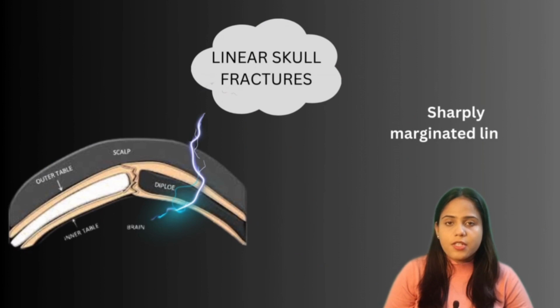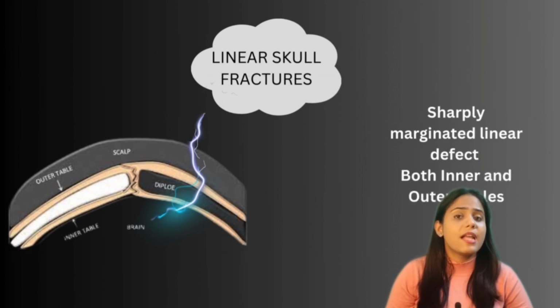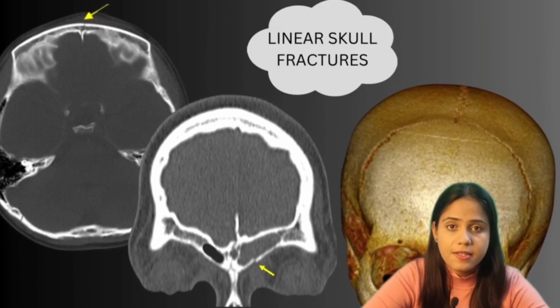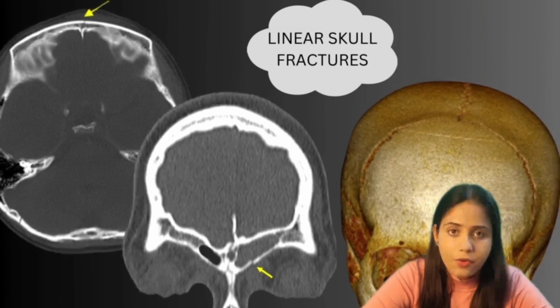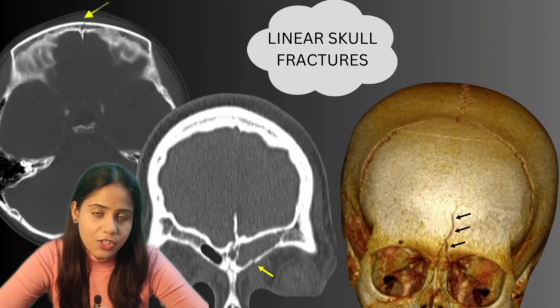So linear fractures are sharply marginated linear defects involving both the inner table and the outer table. Here in the bone window CT, we see a thin, sharply marginated, lucent line involving the left frontal bone. It involves the anterior wall of the frontal sinus without any displacement of the fracture fragment. Also, what we see here is the frontal sinus on the left is filled with blood. In the 3D reconstruction picture, we can better visualize this linear fracture.